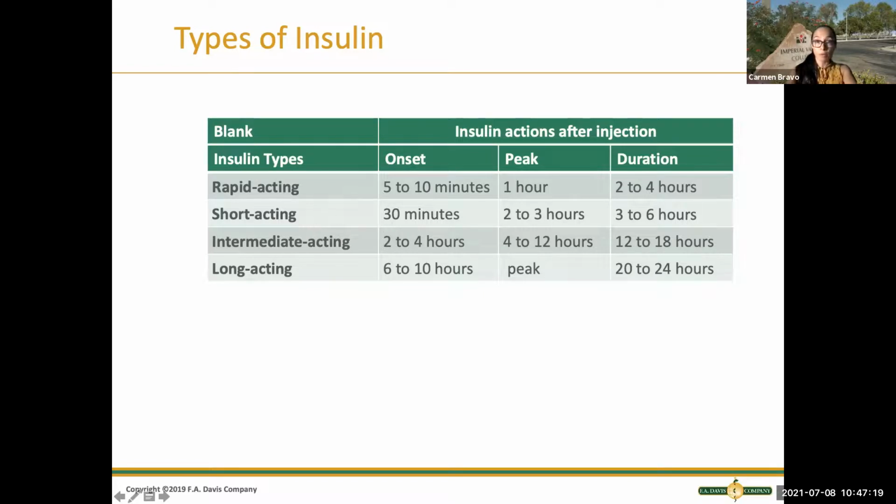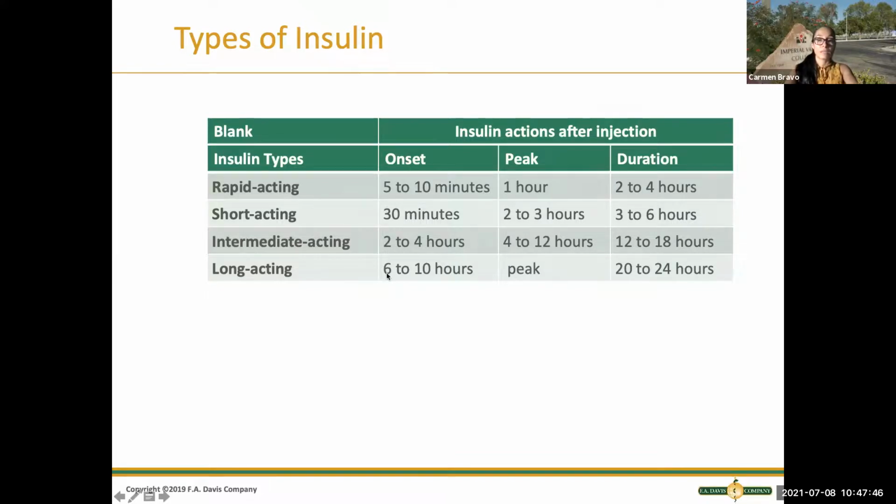Then we have the short acting. It's a little bit more. They start acting at 30 minutes. Their peak time is 2 to 3 hours, and they can stay in the body for up to 3 to 6 hours. We have the other insulins, intermediate acting. They take a little bit longer to start working, 2 to 4 hours, peak at 4 to 12, and remain working in the system for 12 to 18 hours.